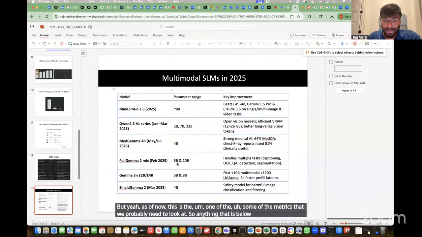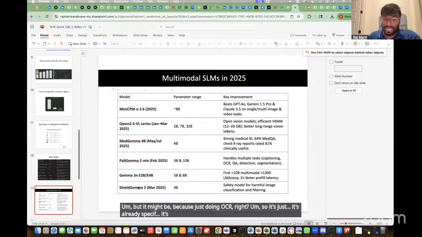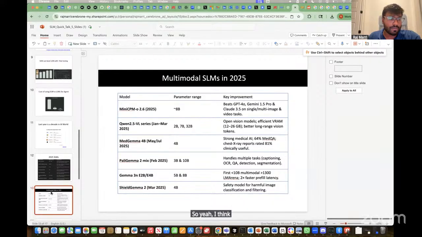I know there's a 3 billion one, which I definitely have to fact check. But it might be because it's just doing OCR, right? So it's already specific. It's only doing a specific task. So that could probably be the reason. So I think these are some multimodal SLMs.